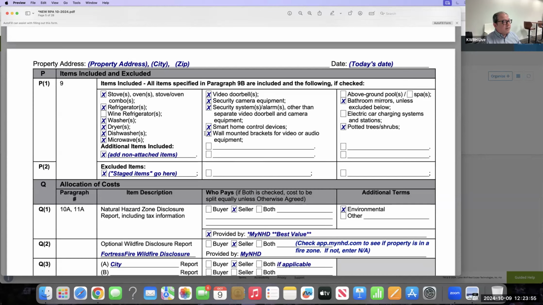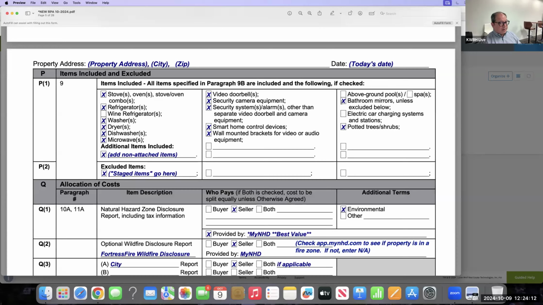If you check that box, that means that the seller is going to take their flat screen TVs, but they're gonna leave the bracket, the mount. Bathroom mirrors is automatically checked. You can't uncheck that.